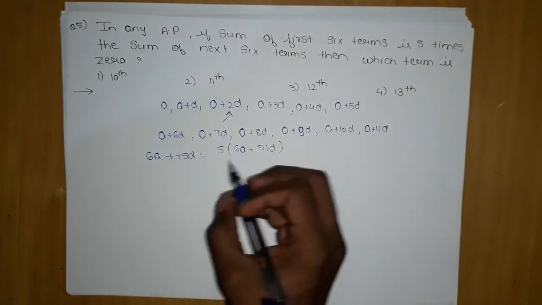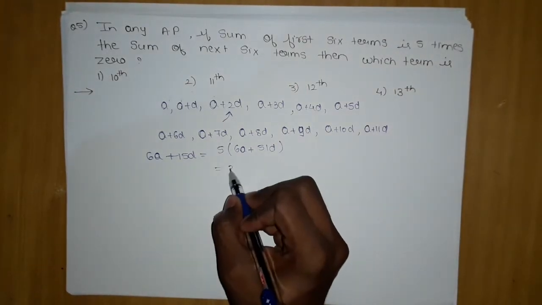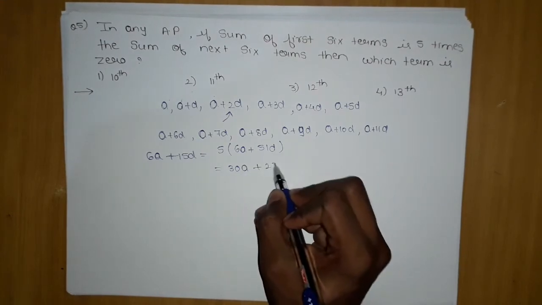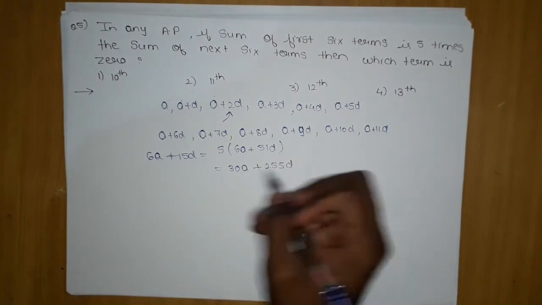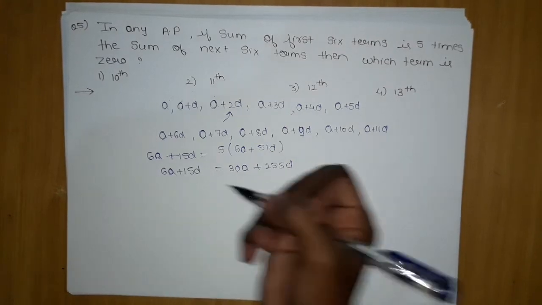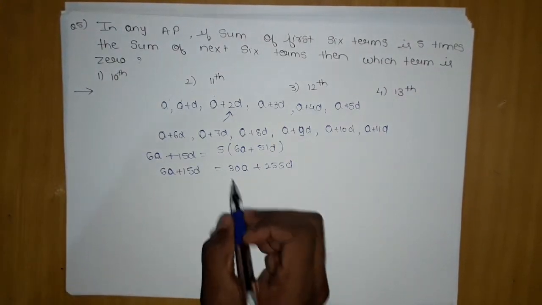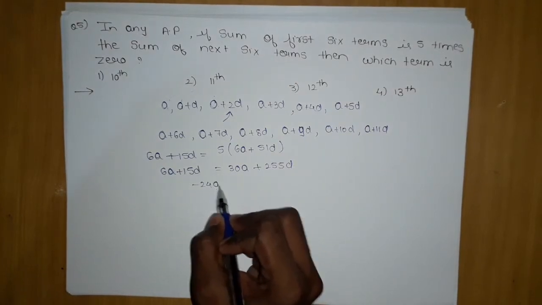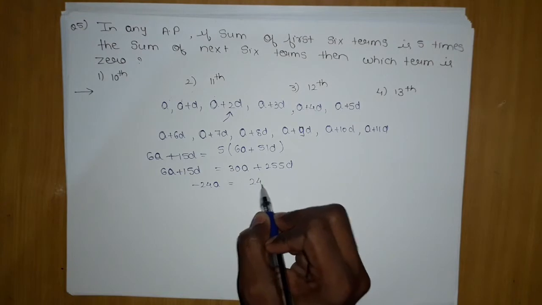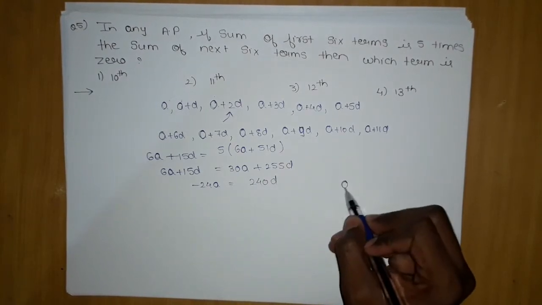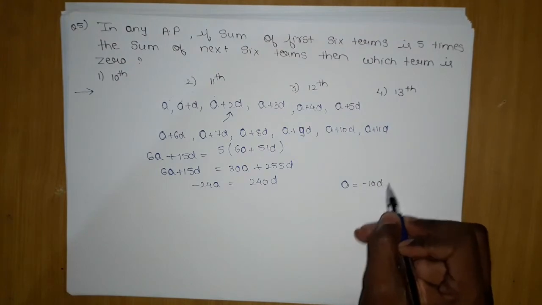Now after this if you multiply, 30a plus 255d, and the other side 6a plus 15d, okay. So if we cancel this out, what are we getting? Minus 24a equals 240d, okay. So we can clearly see that a is equal to minus 10d.